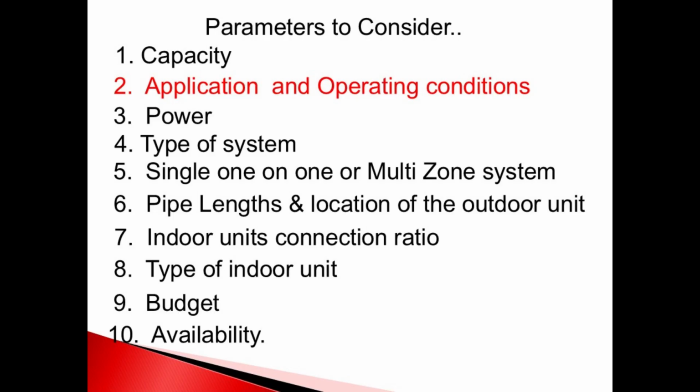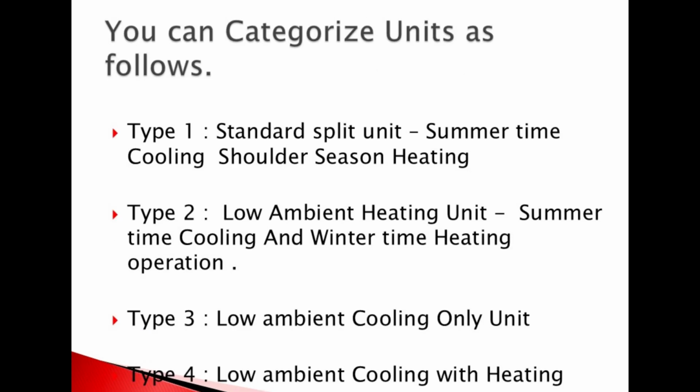2. Application and operating conditions. There are many split units available in the market, each with its own set of parameters. Based on operating conditions, I have categorized systems into 4 groups. Please note that this is my categorization to make it easier to understand. Type 1. Standard split unit, summertime cooling and shoulder season heating. Type 2. Low ambient heating unit, summertime cooling and low ambient heating operation. Type 3. Low ambient cooling only unit. Type 4. Low ambient cooling with heating.